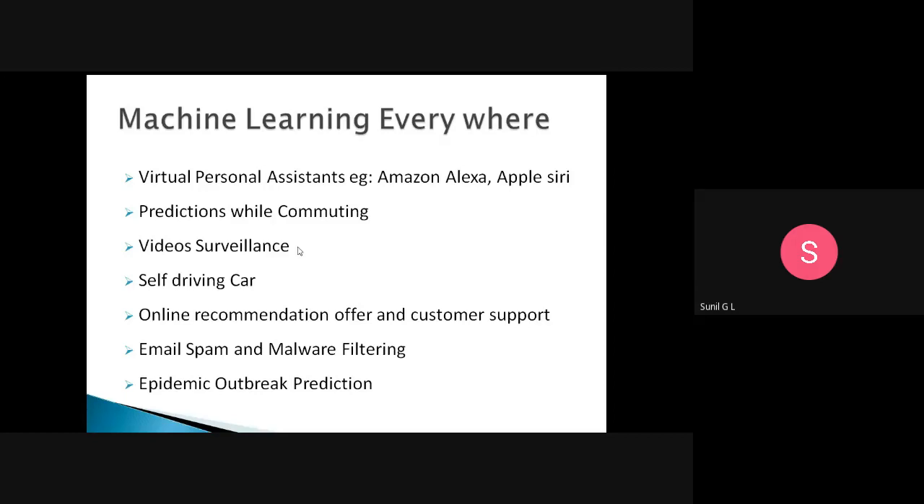Then online recommendation, offers and customer support. Here, which movie has a good rating and which movie is best? How do we know which movie is best? Suppose you are purchasing a new product and this product has good reviews. Based on reviews and other things, that particular product will be recommended, along with offers. Then email spam and malware filtering.